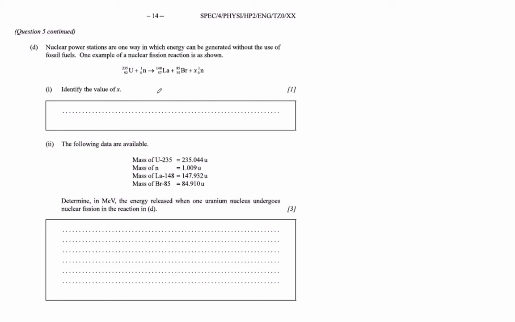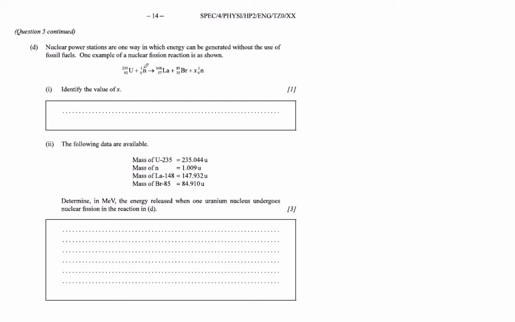Nuclear power stations are one way in which energy can be generated without the use of fossil fuels. Well, there's still fossil fuels, by the way, involved in mining the ore and refining it, but largely without the use of fossil fuels. One example of a nuclear fission reaction is as shown.